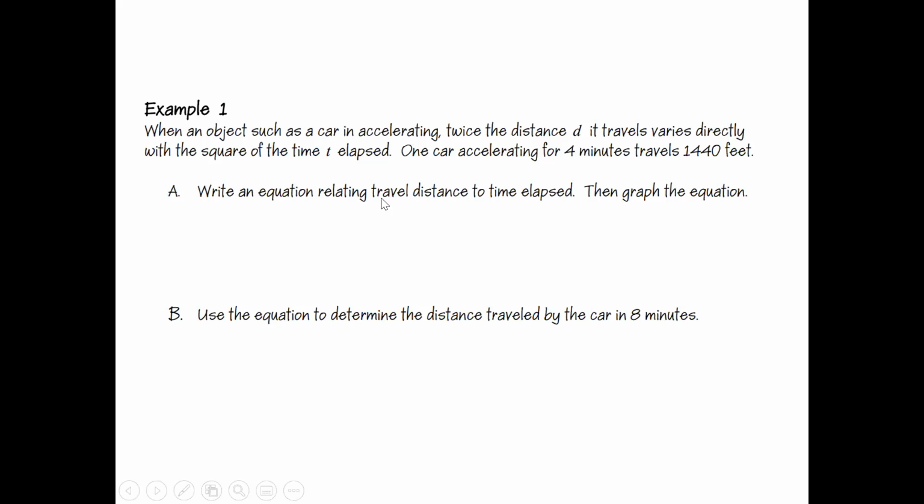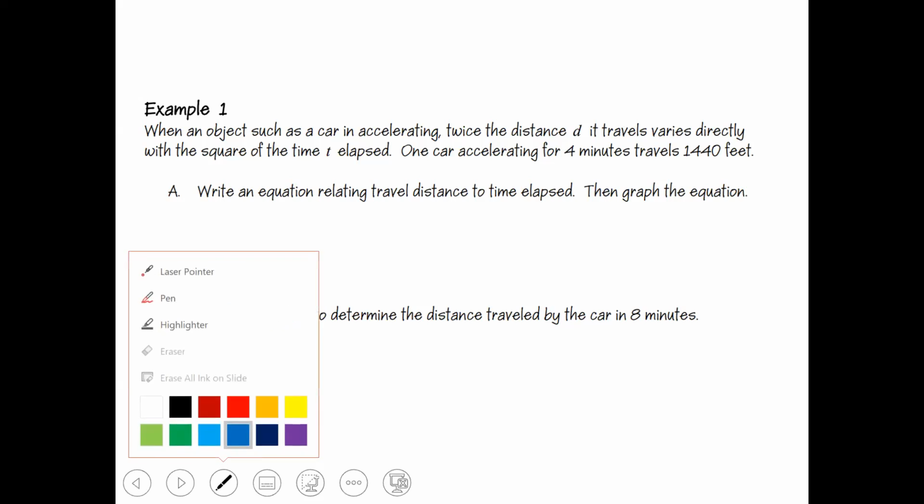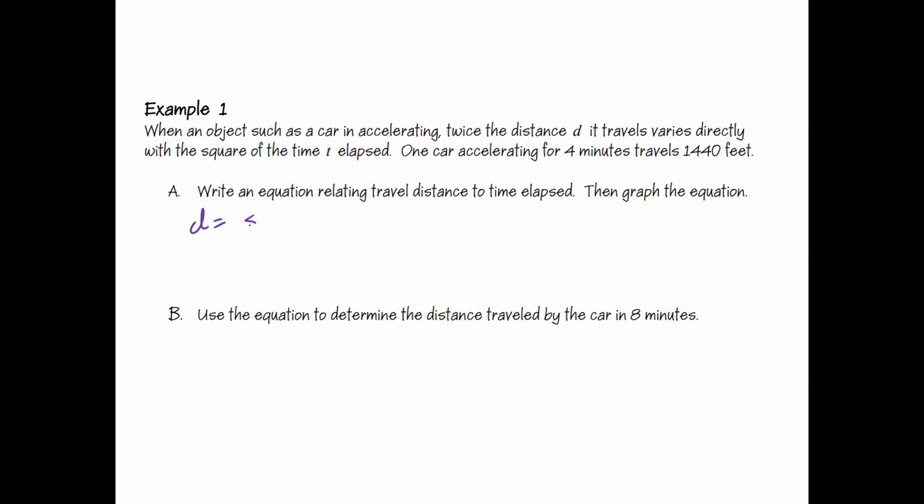And now I'm going to give you guys some real life examples where we actually can apply this. All right, let's take a look at example 1. Go ahead and read that one. Okay, so when an object such as a car accelerates twice the distance. Now remember with this one, distance always equals speed times time.